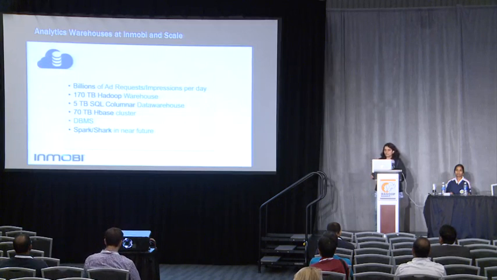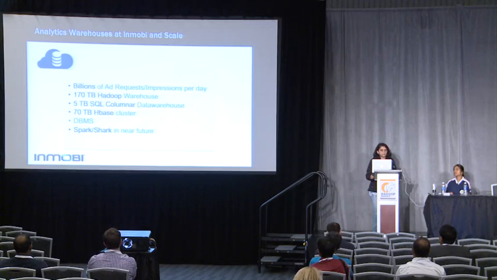So to summarize the warehouses and the scale at InMobi, you have billions of ad requests and impressions per day. We have a 170 terabyte Hadoop warehouse currently, and a 5 TB columnar data warehouse. Our metadata primarily resides on an HBase cluster or a DBMS based on Postgres. We intend to use Spark and Shark as an execution engine in the near future.